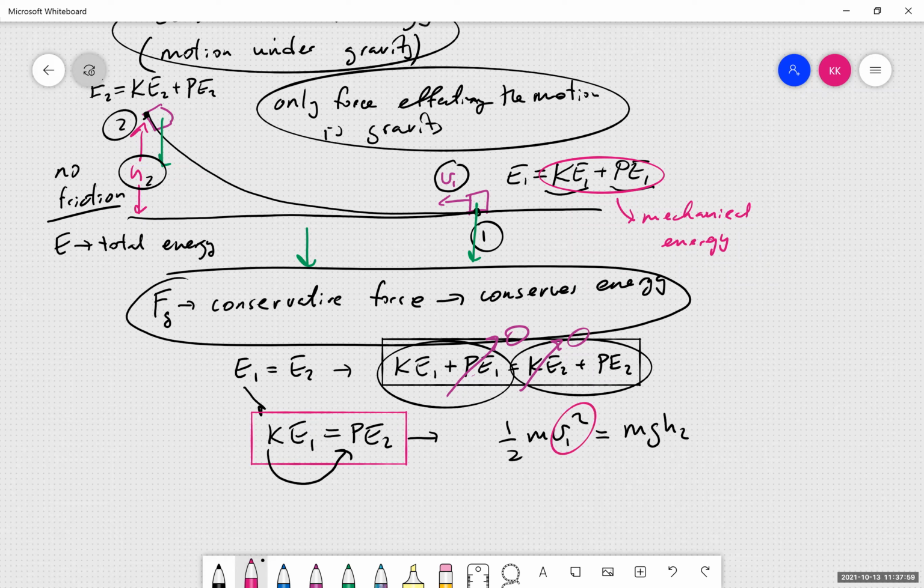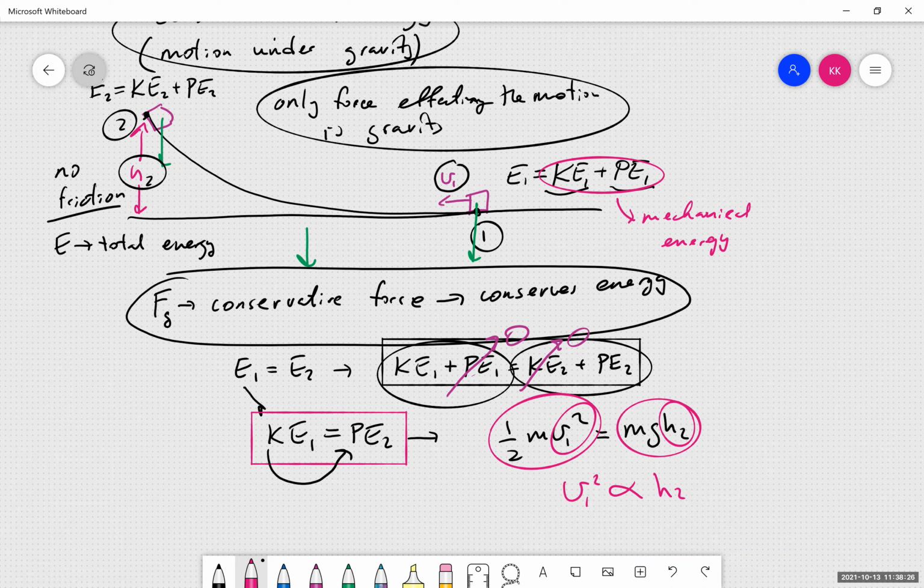So you can see, this is the speed at point 1, and this is the height at point 2. And the idea here is that speed at point 1 squared is proportional to the height at point 2. So if you have a different speed, you're going to have a different height. But always, if you calculate this quantity for point 1, which is 1/2 times mass times speed at point 1 squared, you're going to get exactly the same quantity on the right side.